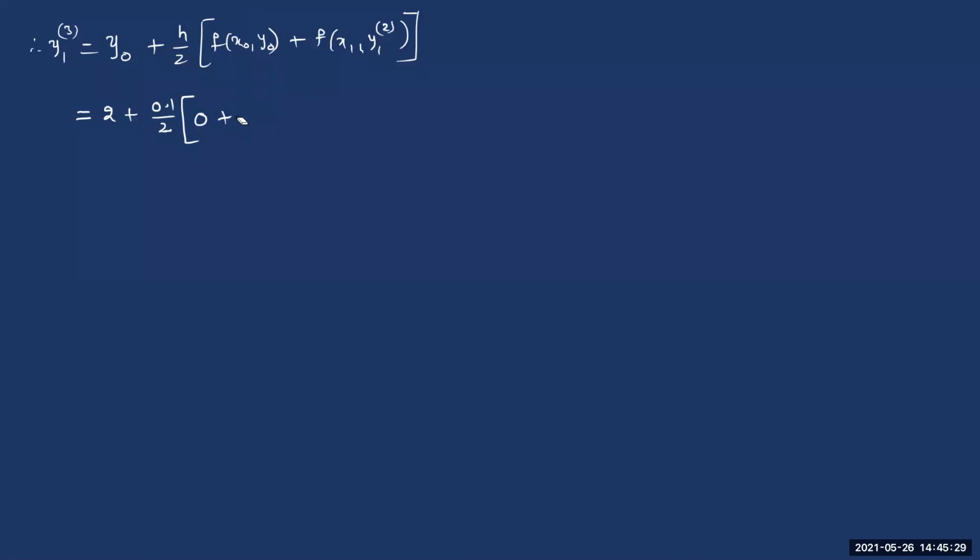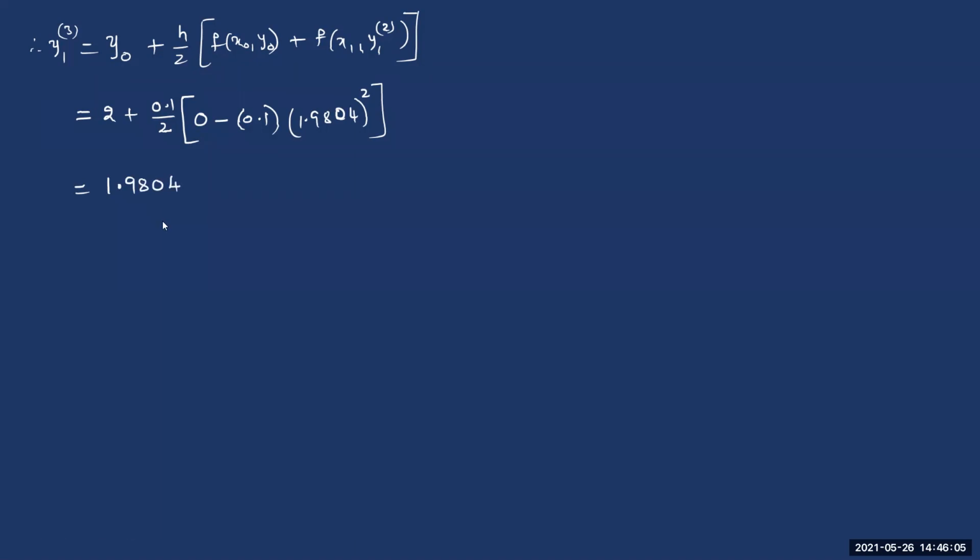and now here in f of x1, y1, we will get first of all minus, then x1 is 0.1 and the square of y1 second approximation. See, y1 second approximation we got as 1.9804, and then square this. So let me just substitute into this. Let us see what happens. Yeah, when I simplify this with the calculator, I got this as also 1.9804.